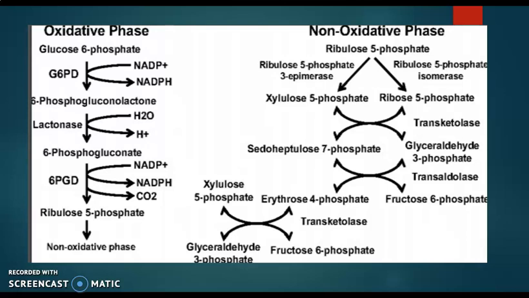So this may occur in the non-oxidative phase, with the help of the enzyme transketolase, and this can again be converted to glyceraldehyde 3-phosphate and fructose 6-phosphate. So these are all about the non-oxidative phase. So these are all about the HMP shunt pathway. Thank you.